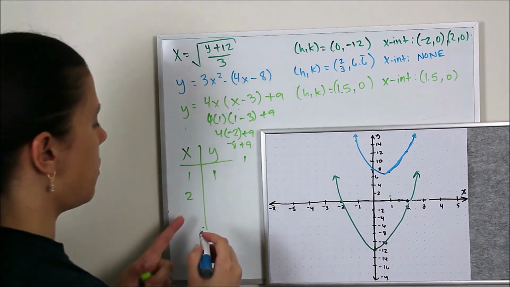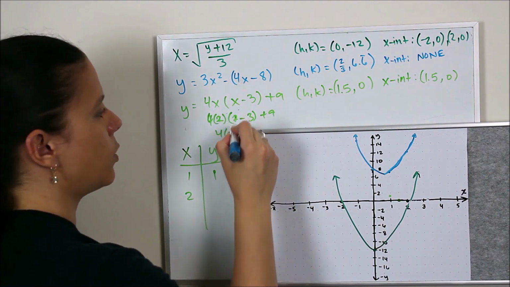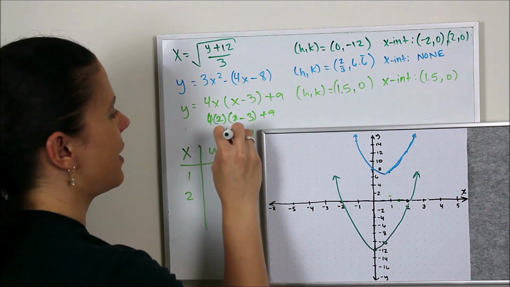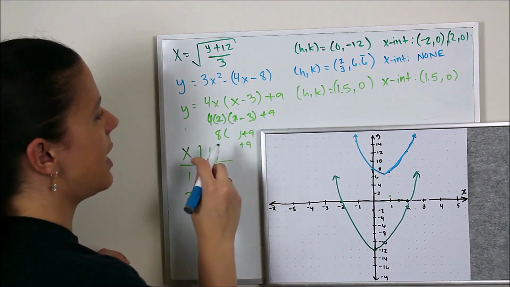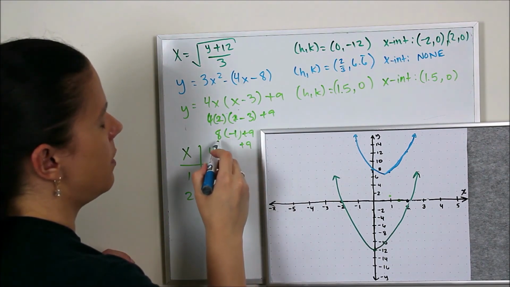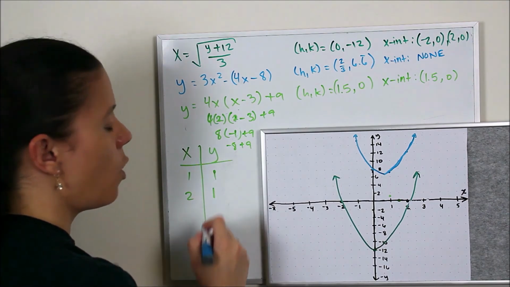All right? And if we do 2, we should get the same thing. Okay, so if we do 2, so this would be 8 out here. 2 minus 3 is negative 1. And so this would be 8 times negative 1 is negative 8. Plus 9 is also 1.